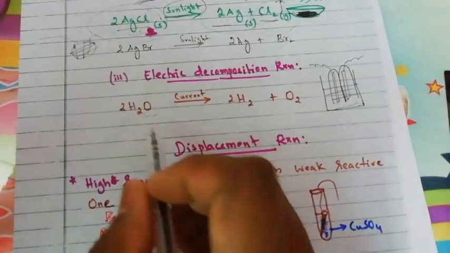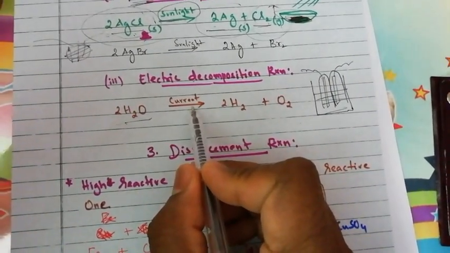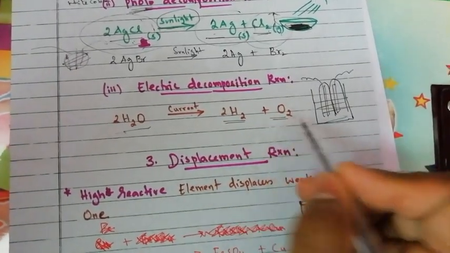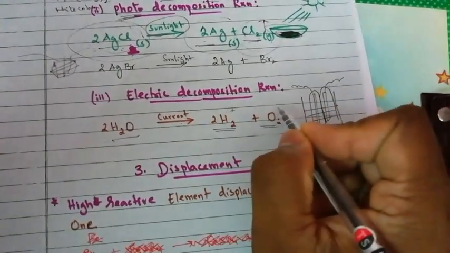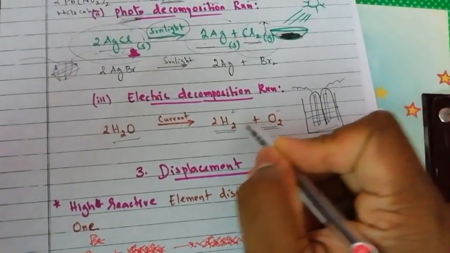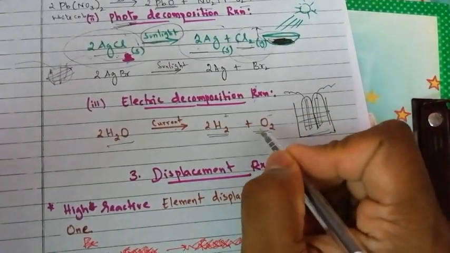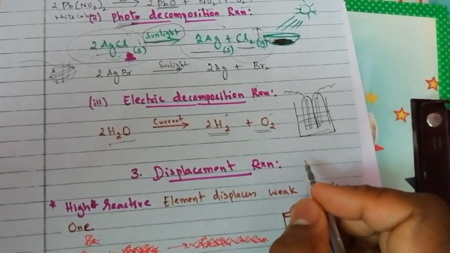This reaction is like this. Water, after passing electricity, you know what happens? Hydrogen and oxygen come out. Hydrogen is positive and oxygen is negative. So if it is positive, then it will go towards the negative terminal, and this is negative, and it will go towards the positive terminal of the battery, right?